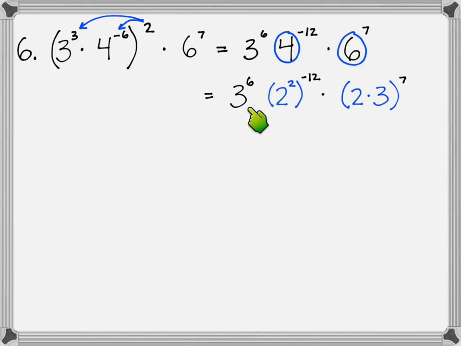So if you look at all of these bases, here we have a base 3, here we have a base 2, here we have a base of 2 and a base of 3, because we're going to distribute that 7 like we did earlier. And so we have these 4 parts of this term, this one with a base 3, a base 2, a base 2, and a base 3. So we only have 2 different bases now.